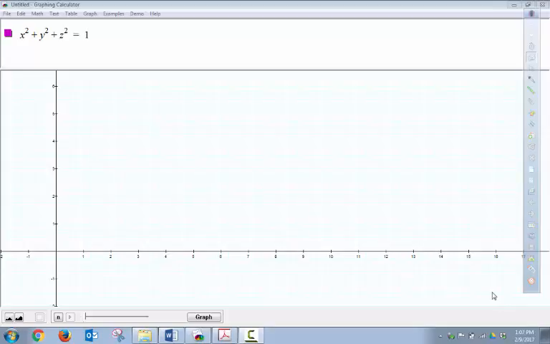So let's start with this one. We have x squared plus y squared plus z squared is equal to 1. Does anybody know what this is a graph of? Sphere.